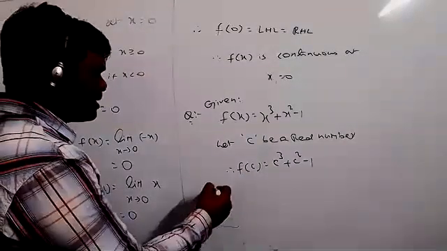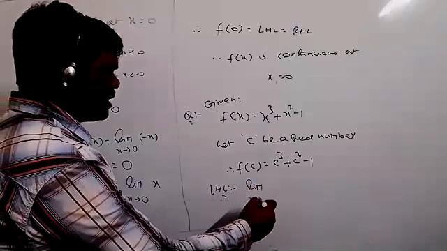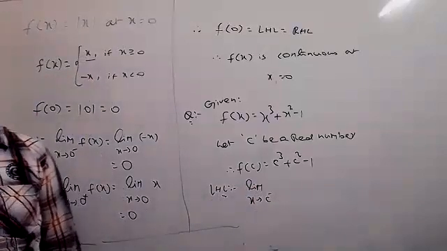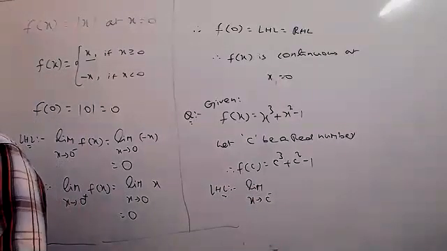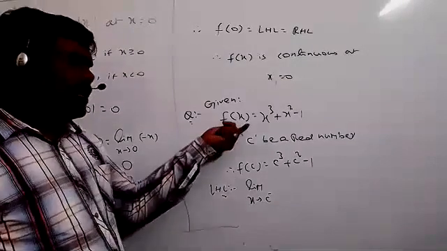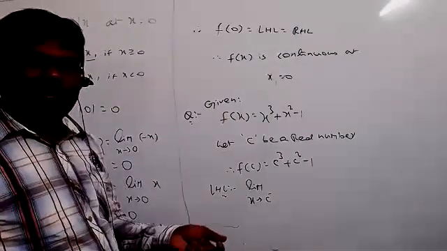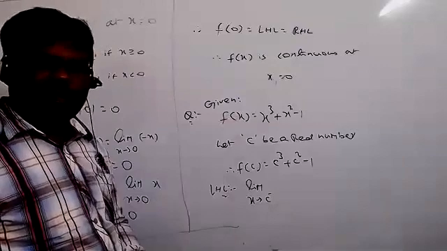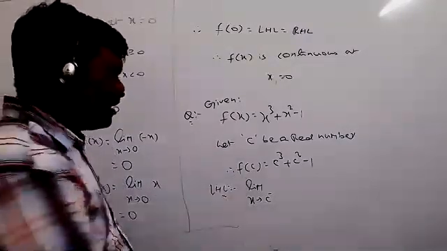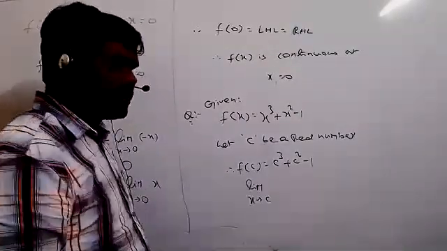Now we can find the LHL value. LHL: limit x tends to c minus. But whether you take c minus or c plus, we will get the same value only, or else we can directly find the value. Direct limit you can find, because any polynomial function is compulsorily a continuous function. Any polynomial function we call a continuous function. So therefore, we can find it directly here. There is no need to take any LHL now. Directly find the limit.